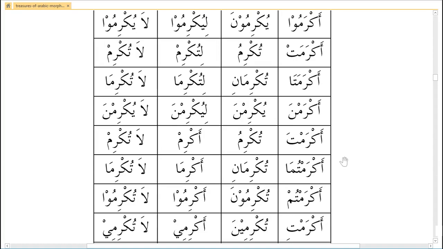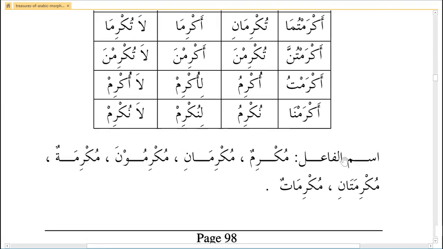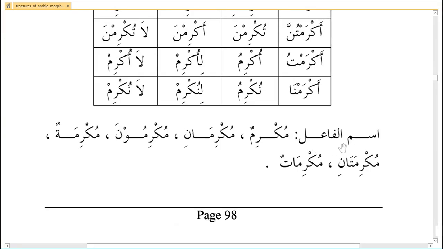And that is Sarfe Saghir, this is Sarfe Kabir. And the Ismi Fa'il, remember Ismi Fa'il. In the previous lesson, I think we studied how to make Ismi Fa'il of more than three letters, Thalasi Mazid Fi. What is Thalasi Mazid Fi? I don't know if I have explained.